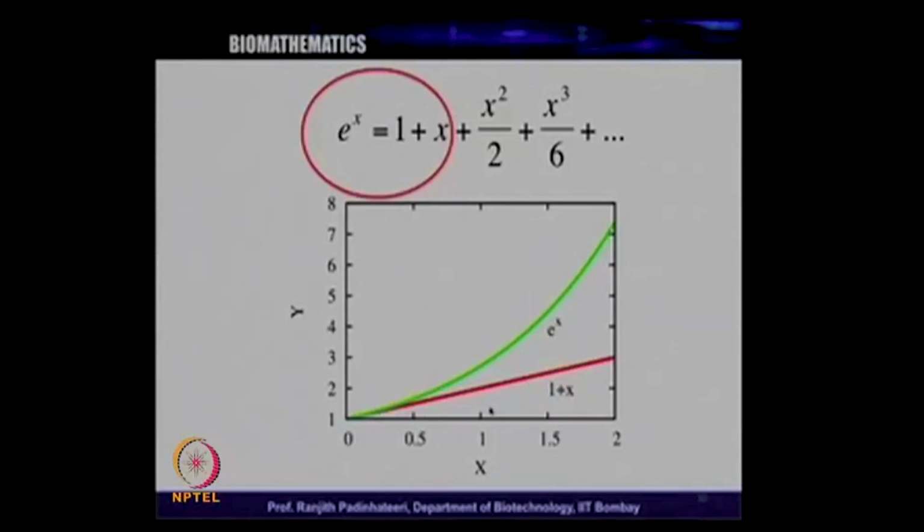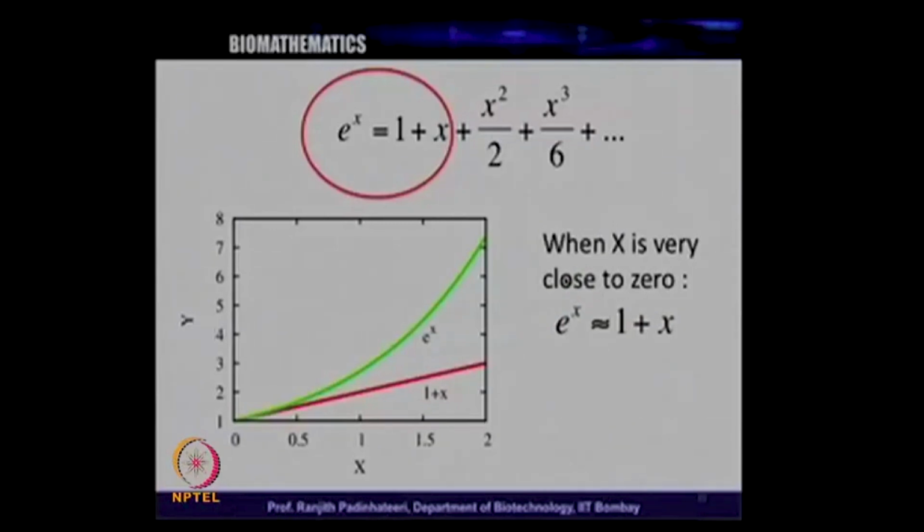So, what does it mean? It means that close to 0, 1 plus x and e power x have the same values. So, it is okay to approximate e power x as 1 plus x when x is very close to 0. When x is very close to 0, one can say e power x is approximately equal to 1 plus x. That is what this sign means: approximately equal to.